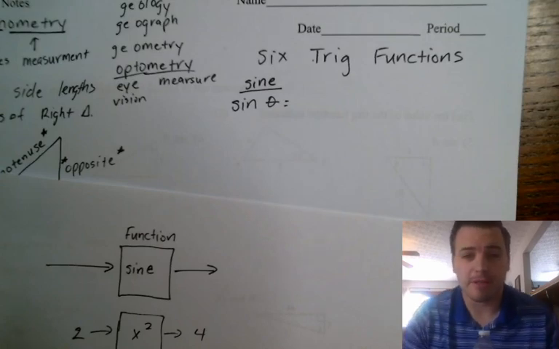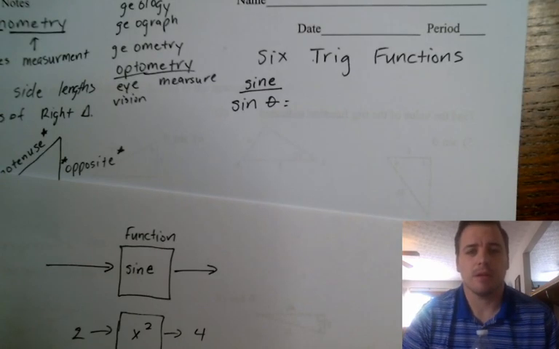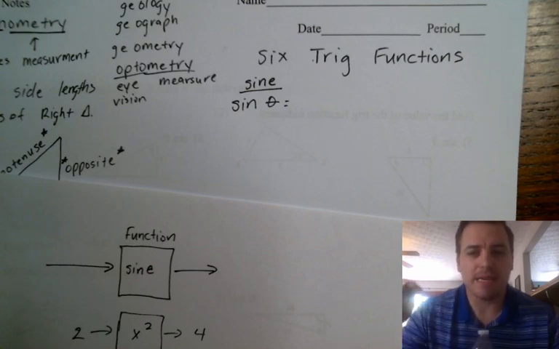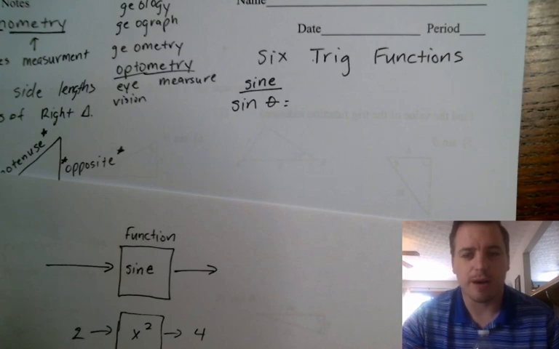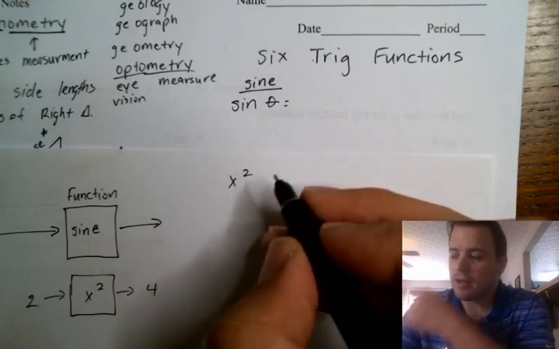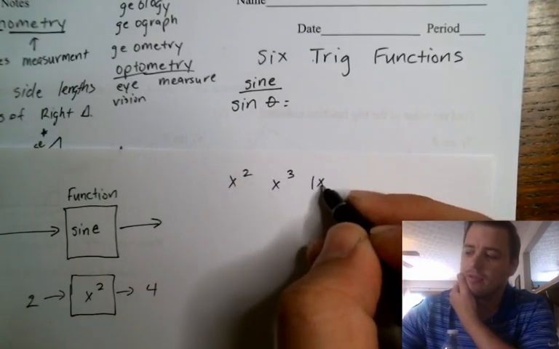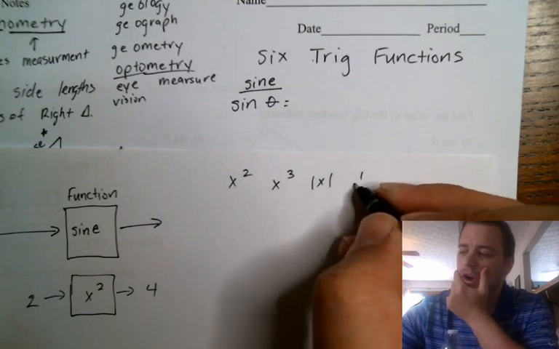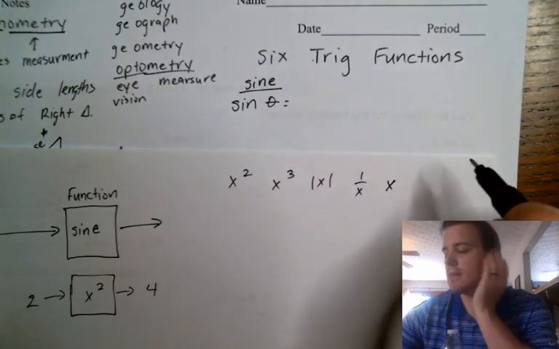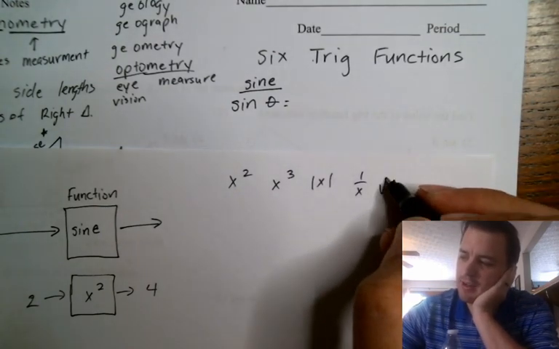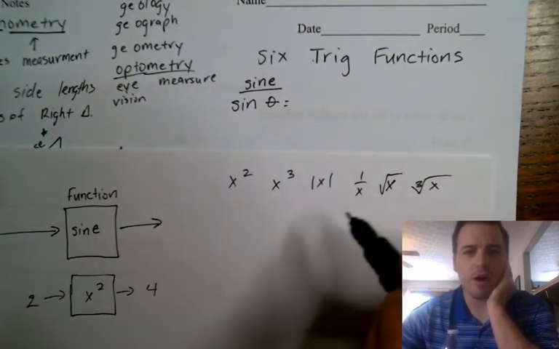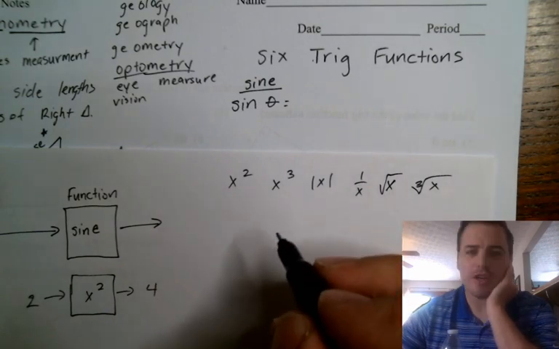That was created by mathematicians a very long time ago. So they're just basic functions. Key word right there, basic functions. We have talked about, name all the basic functions we're talking about. X squared, x cubed, absolute value of x, 1 over x, radical x, the cube root of x, right? We've done those.